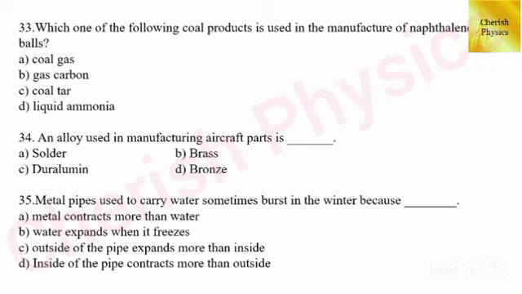34th question. An alloy used in manufacturing aircraft parts is dash. The answer is duralumin. 35th question. Metal pipes used to carry water sometimes burst in the winter because water expands when it freezes.